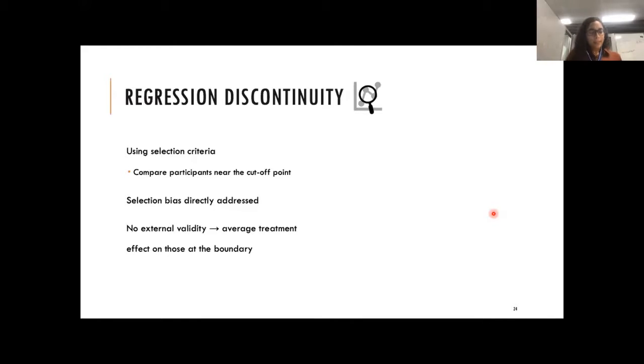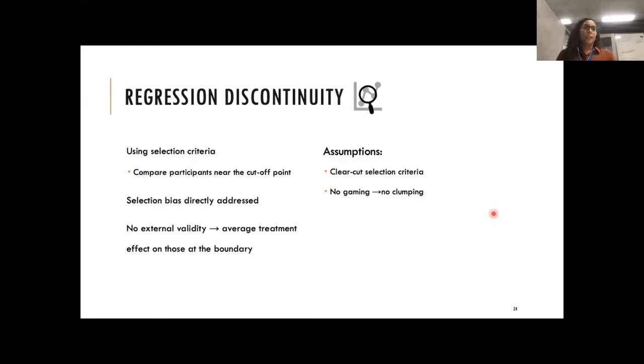The problem is that we are only going to focus on those participants who are very near the threshold, the $2 threshold. So it means that we don't have external validity. We can only estimate the effect of the treatment for those who are in the boundary.